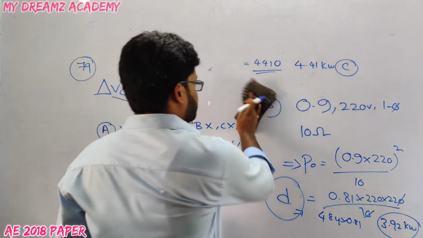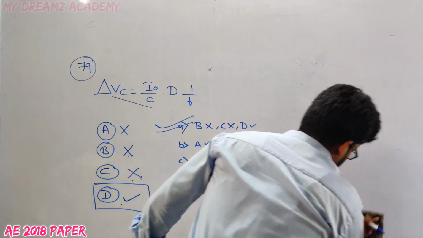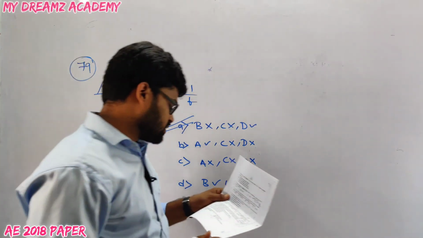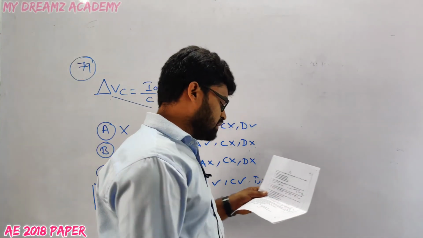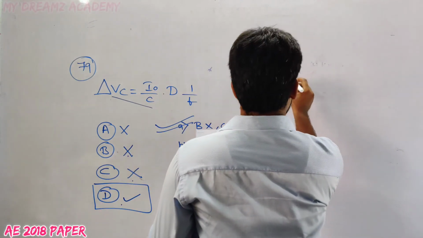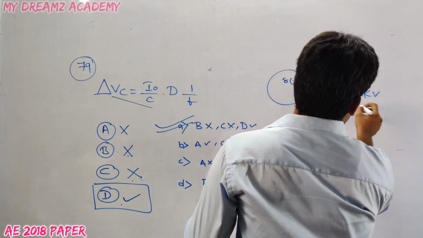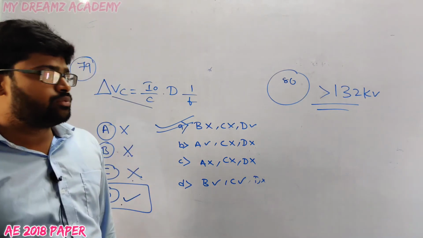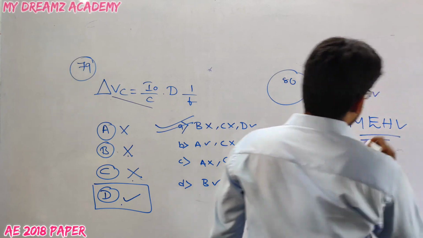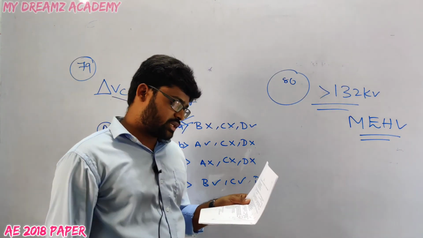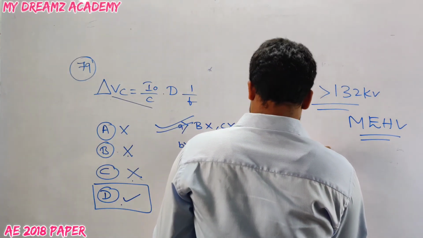Now we are going to see question number 80. This question is from power systems. This is a very simple question. The insulation of a modern extra high voltage line is designed based on. First of all, we are going to see what is modern extra high voltage. If it is greater than 132 kV, then it is called modern extra high voltage.